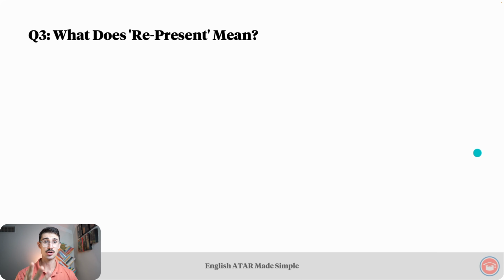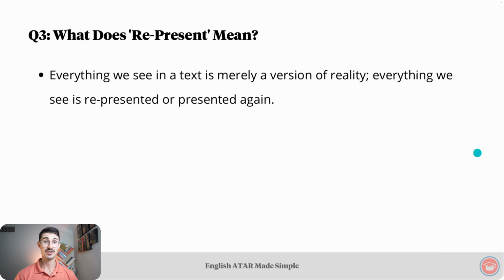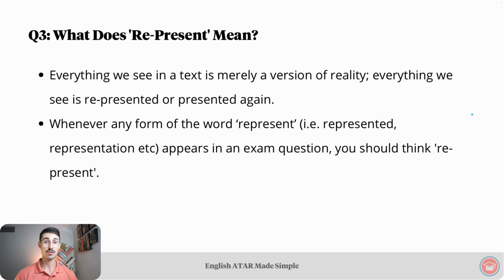Question number 3, what does represent mean? In short, everything we see in a text is merely a version of reality. Everything we see is represented or presented again. Another key takeaway, whenever any form of the word represent, i.e. represented, representation, etc., appears in an exam question, you should think re-present. You should put the hyphen between the E and the P. So represent becomes re-present, or represented becomes re-presented, or representation becomes re-presentation.